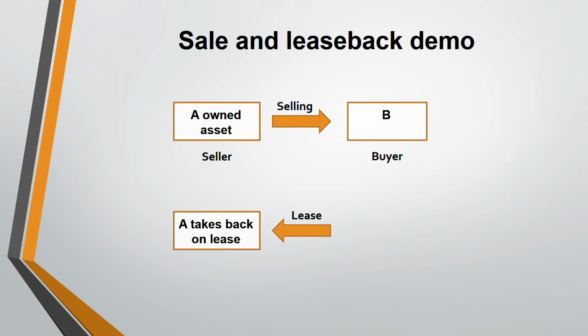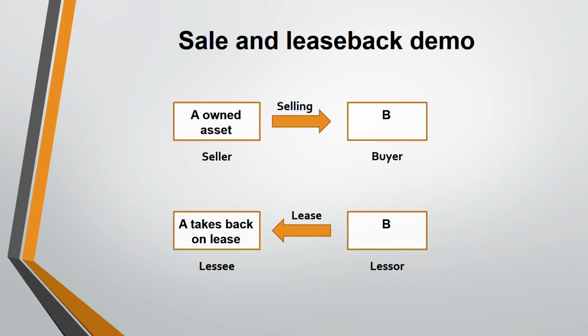So the arrow is reversed now. Here we are not going to say buyer or seller. You cannot say A became a buyer and B became a seller. No. He's taking on a lease. That means who is a lessor and who is a lessee now? The one who is using that asset is a lessee. So A is a lessee. And B, since he's giving that to A to use, is a lessor.